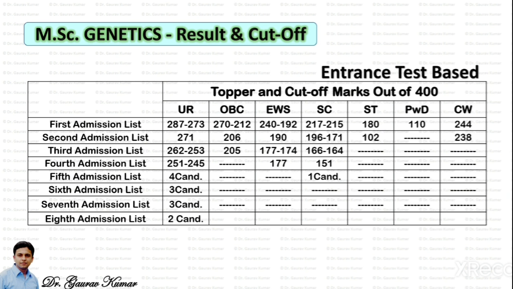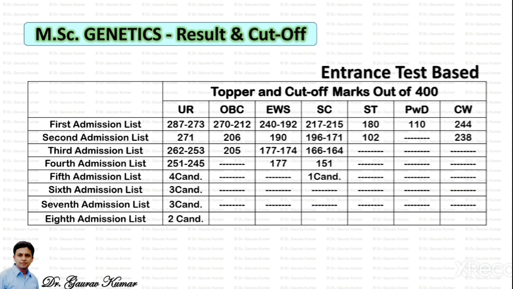And if we consider the 4th admission list as our last one, around 245 was the marks allotted, and the seats were allotted to candidates in the range of marks from 287 to 245 in the unreserved category till the 4th admission list. While there were other admission lists also, till 8 admission lists the candidates were called. You can see in other categories also there were some seats available for PWD and CW candidates also.